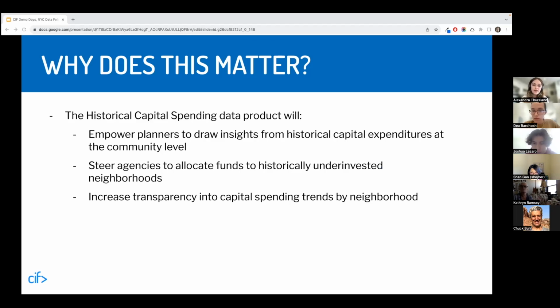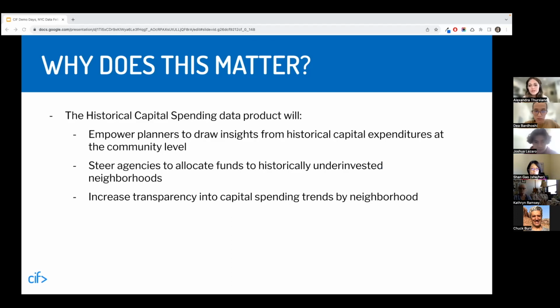The example I gave at the beginning about analyzing resiliency spending in the wake of a natural disaster like Hurricane Sandy is just one of many potential impacts and use cases. And the thread that ties them all together is the desire for transparency and DCP's commitment to investing in equity. This data product will empower city planners to draw insights from the historical capital spending to make smarter, more fair decisions about where to invest in future infrastructure around New York City.